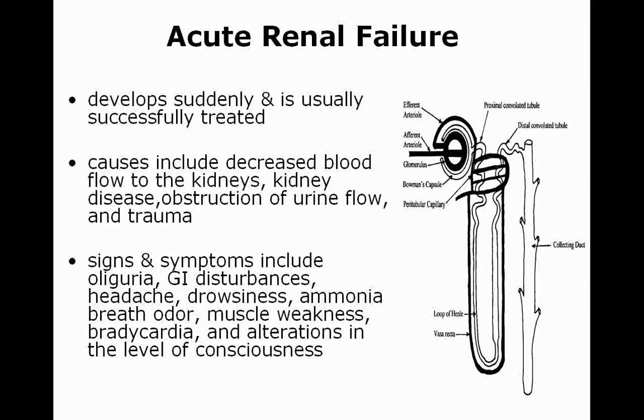Signs and symptoms: oliguria, they're not producing much urine. They'll also have GI disturbances, headache, drowsiness, and this ammonia breath odor because of the buildup of nitrogenous waste. Muscle weaknesses, bradycardia, slow heart rate, and alterations in level of consciousness because they're being poisoned by the nitrogenous waste that should be filtered out of the bloodstream. You hope that your kidneys are working to take the nitrogenous waste out of your body. And if not, the nitrogenous waste are going to build up and cause a poisoning there from the acute renal failure.